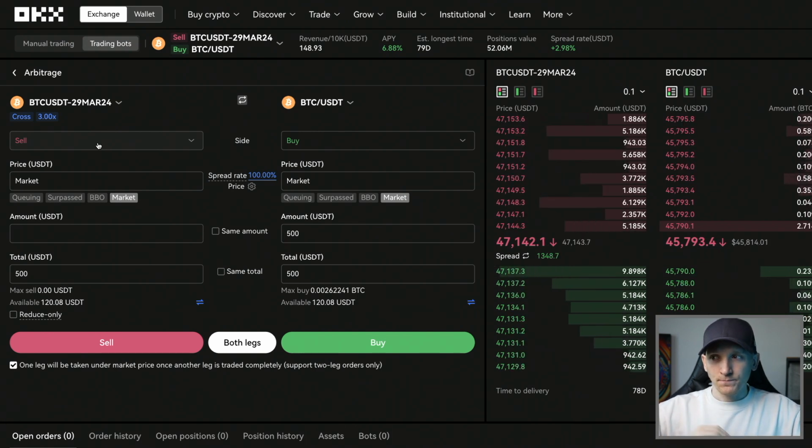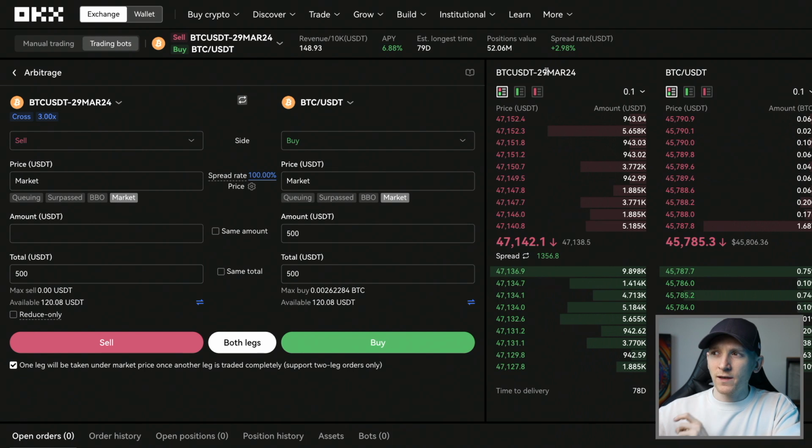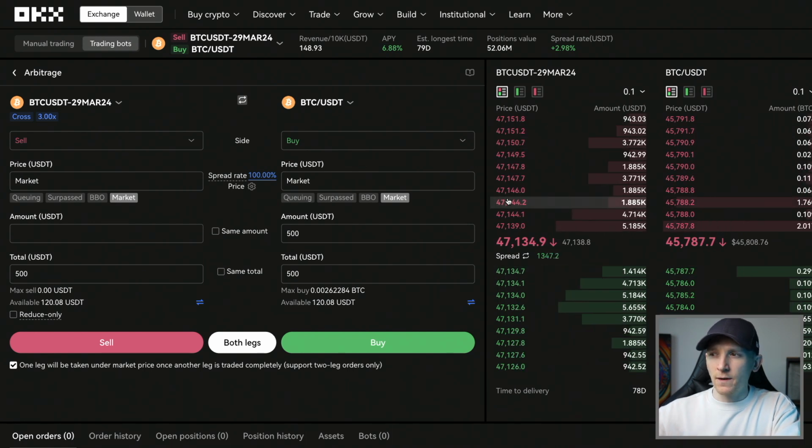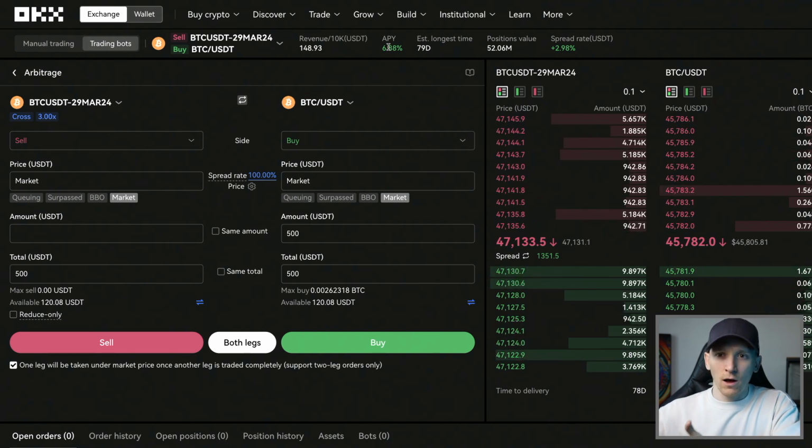So the way this works is, as you can see up here, the spread rate currently is around 3%. So there's a 3% difference between the spot market at 45,786 and the 29th of March 2024 expiry date, which is 47,130. So the 3% difference between them right now. Of course, the APY, if you annualize that, they work it out at 6.88%. So pretty good as an arbitrage, right?